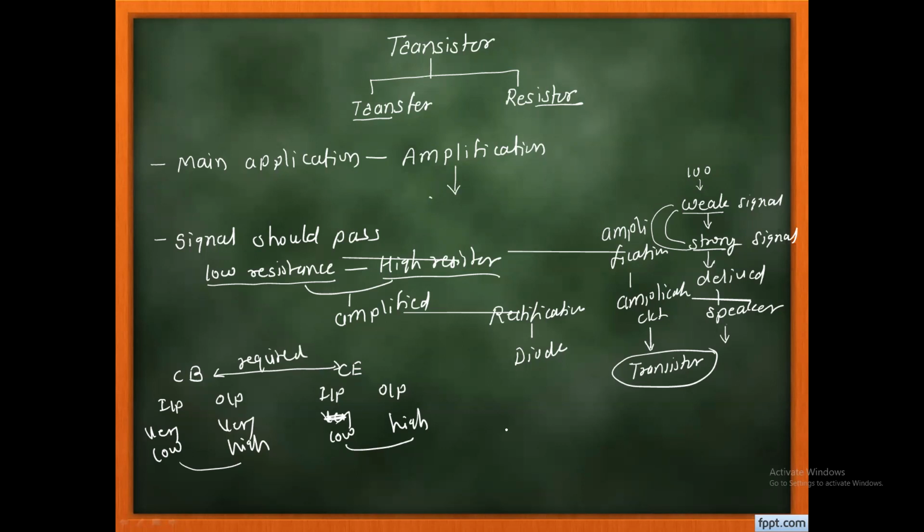And these two configurations fulfill the required things, so the CB configuration and CE configuration are used in amplification, because these two configurations give a low input resistance and a high output resistance. But out of these two, in the CE configuration the current amplification factor is greater than 1, so the CE configuration is most widely used. This is the basic reason behind it.